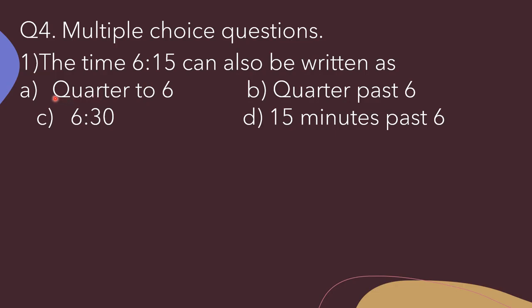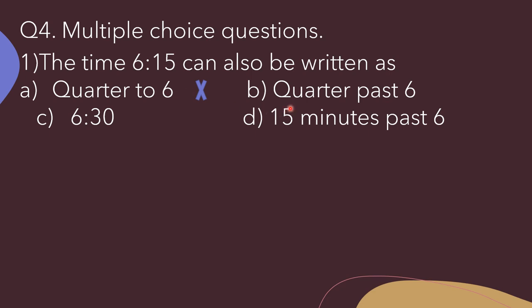So here it is given in option number A, quarter to 6. Quarter to 6 means our minutes are 45. And how many hours are there? That is 5. So 5:45, and we have to look for 6:15. So this option is wrong. So here we will cross.